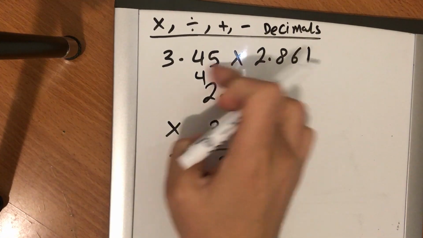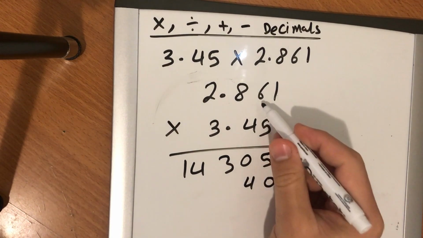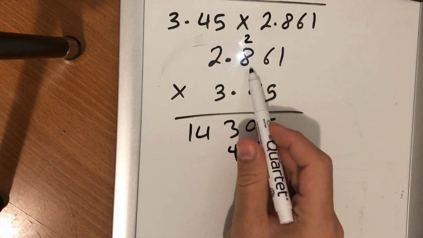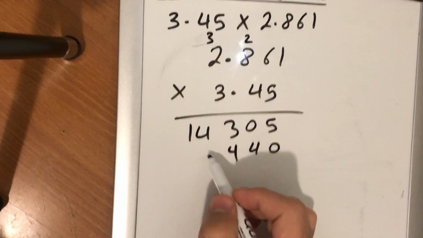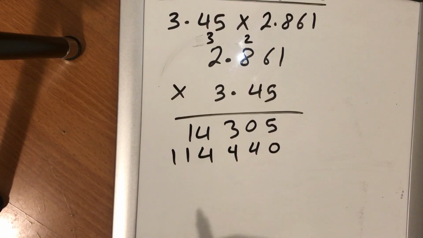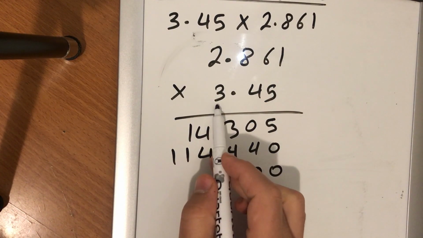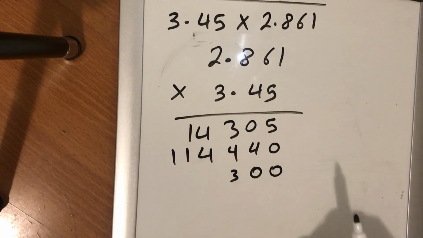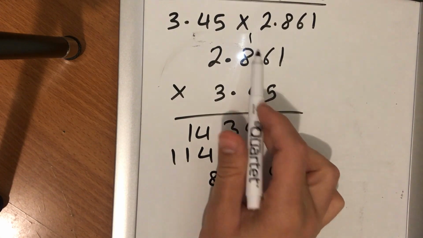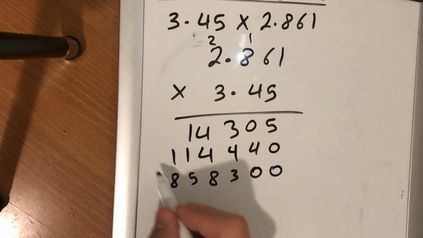Right? So let me erase these. Put a 0 and I'll start with the next number. 4 times 1 is 4. 4 times 6 is 24. 4 times 8 is 32 plus 2, that's 34. 4 times 2 is 8. 8 plus 3, that gives you 11. And let's erase these numbers and put now 2 zeros, because I'm going to start multiplying here. 3 times 1 is 3. 3 times 6 is 18. 3 times 8 is 24 plus 1, that's 25. 3 times 2 is 6 plus 2, that's 8.